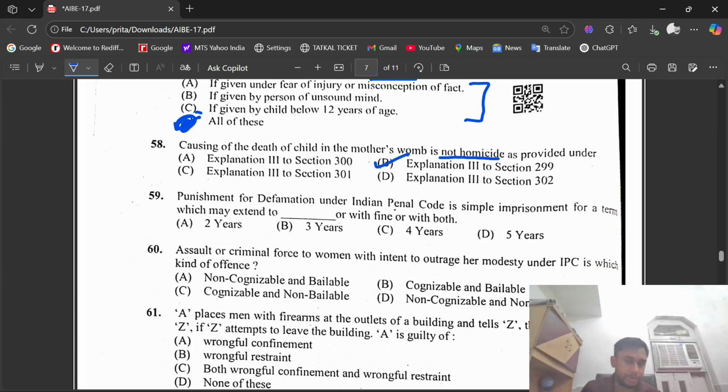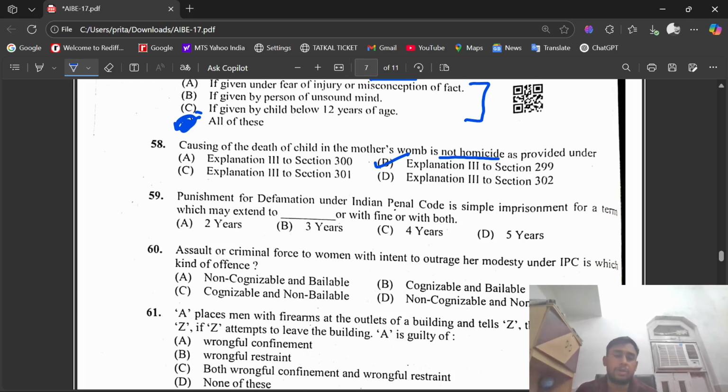Should I stop reading the unnecessary options? Should I go with the direct option? I should do that. I should try that. So the right option is option B, that is explanation 3 to section 299.